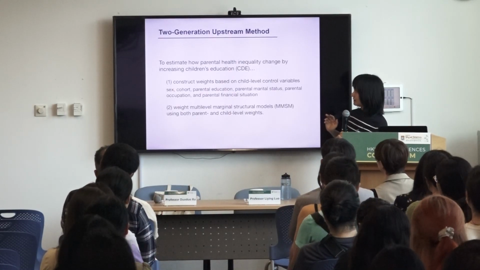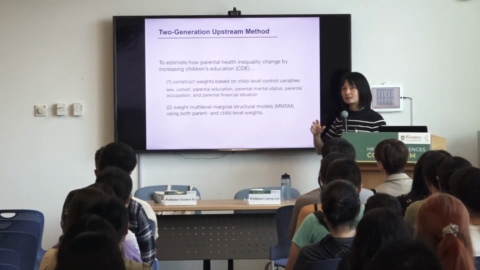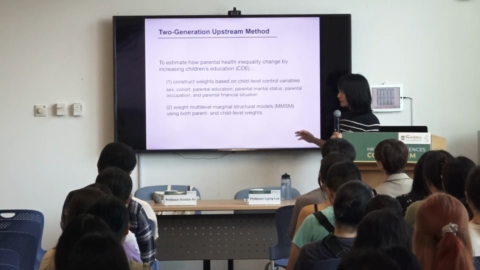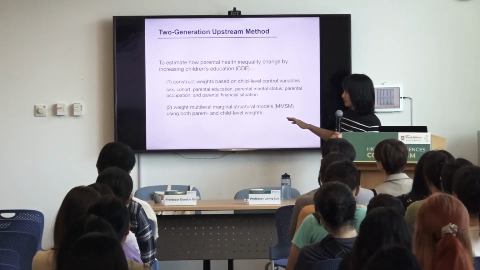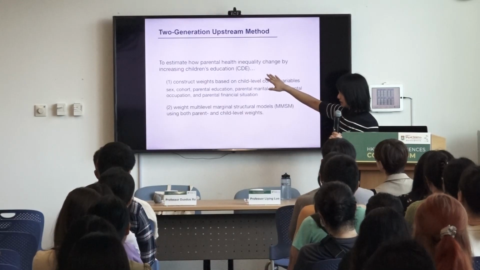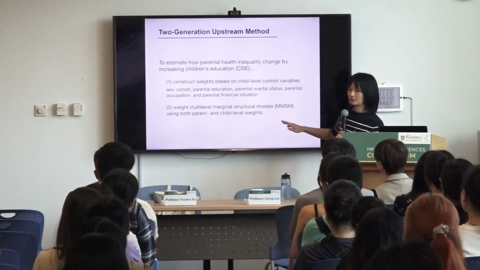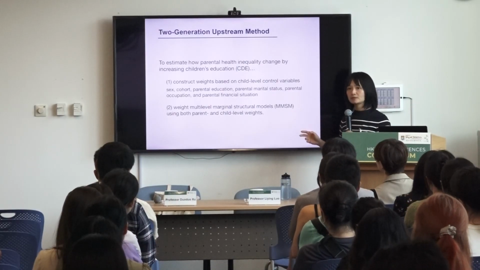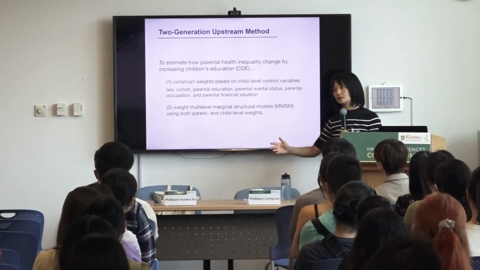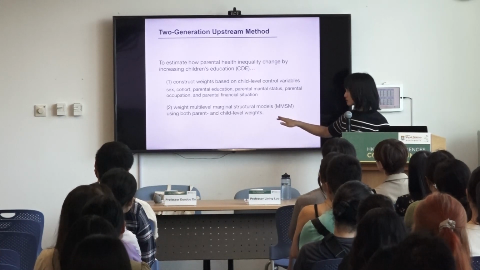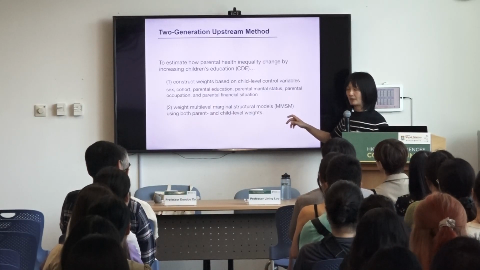And the next step is to use combined weights based on both the parent and the child level weights to weight these multi-level marginal structural models. Just note that to estimate the CDE, the controlled direct effect, we need to use both parent and child level weights. So this approach avoids this problem. Remember that we need to include both parents' and children's education. This marginal structural approach allows us to avoid this post-treatment bias.